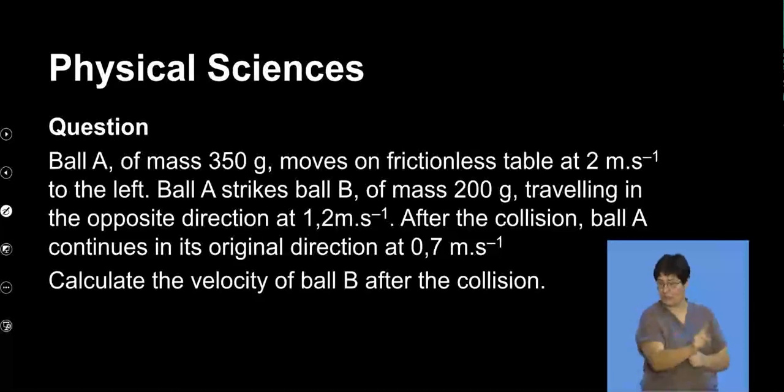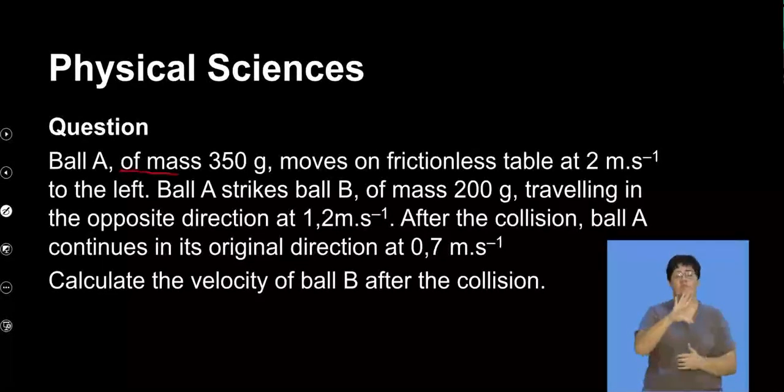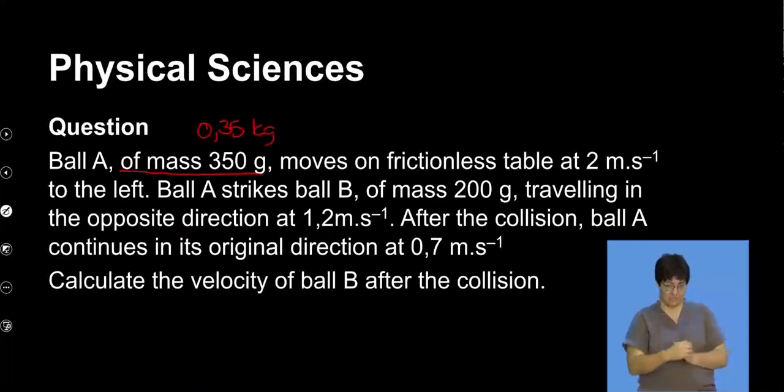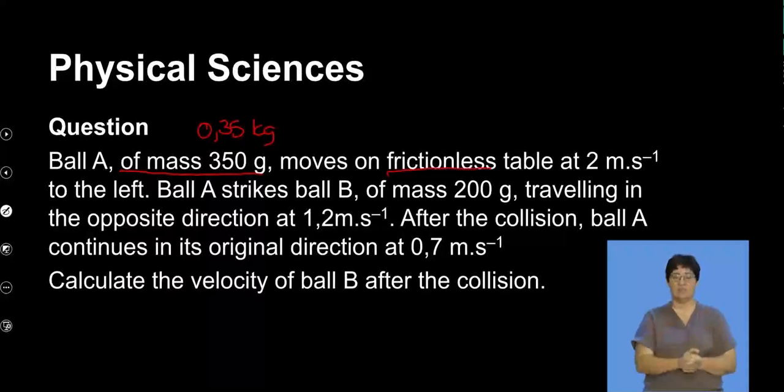We have a ball of mass 350 grams. So that's our first situation. Now, we can't work in grams, so we know this is going to be 0.35 kilograms. It moves on a frictionless table, yay, makes life easier, at 2 meters per second to the left. So this is the initial velocity of ball A. So I'm going to call it VIA.